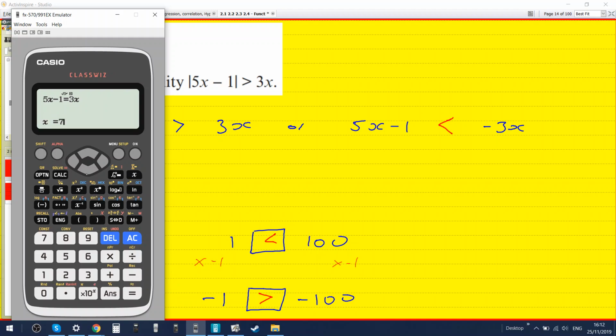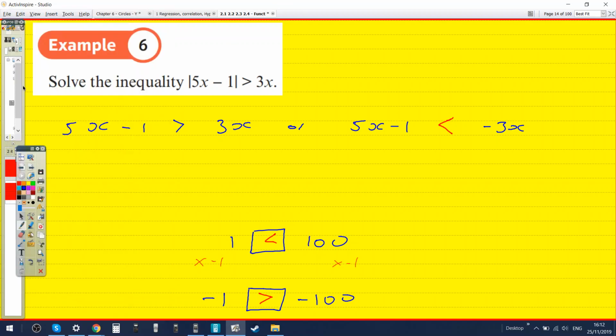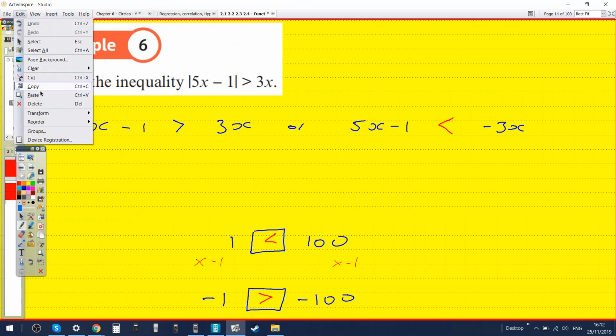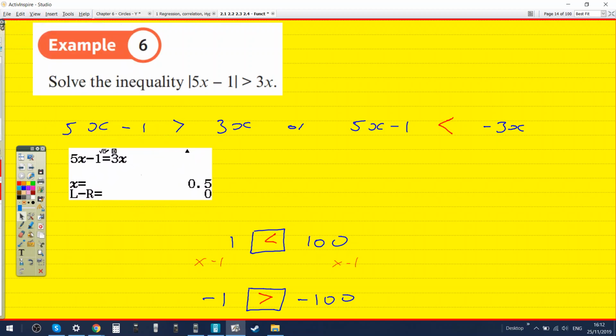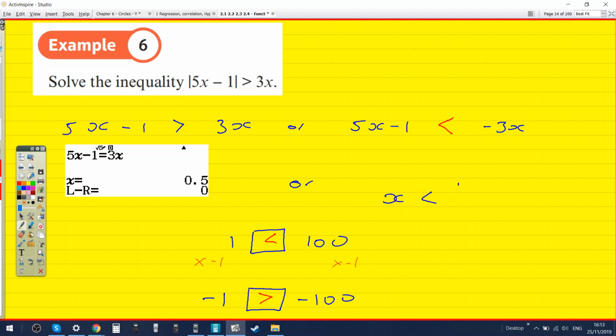Is it 1/8? So my one was 0.5. Your one is probably 1/8. And so it's not equals. And so what do we have to say? 1/8 is bigger than x. Yes, or x is less than 1/8. And this one was x is greater than 0.5.